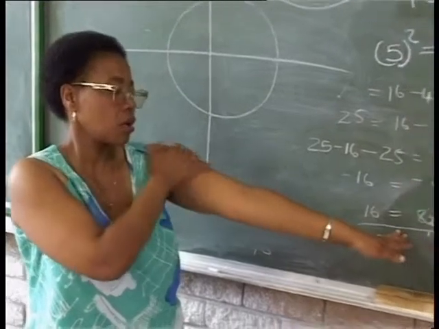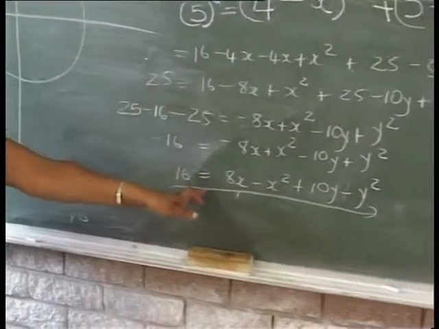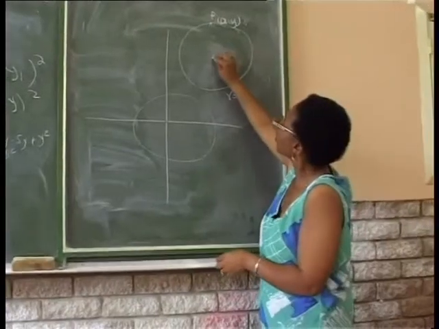What do you think this is? The equation of the circle with the center 4, 5. Now we're going to change the center.